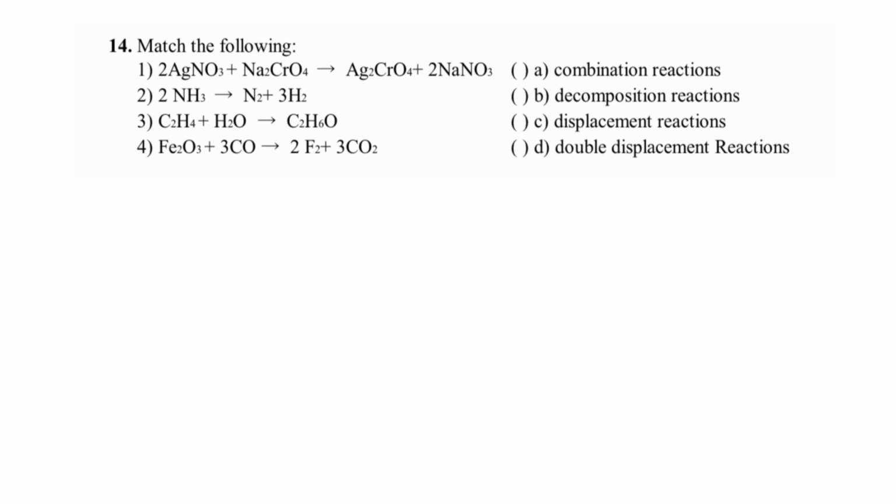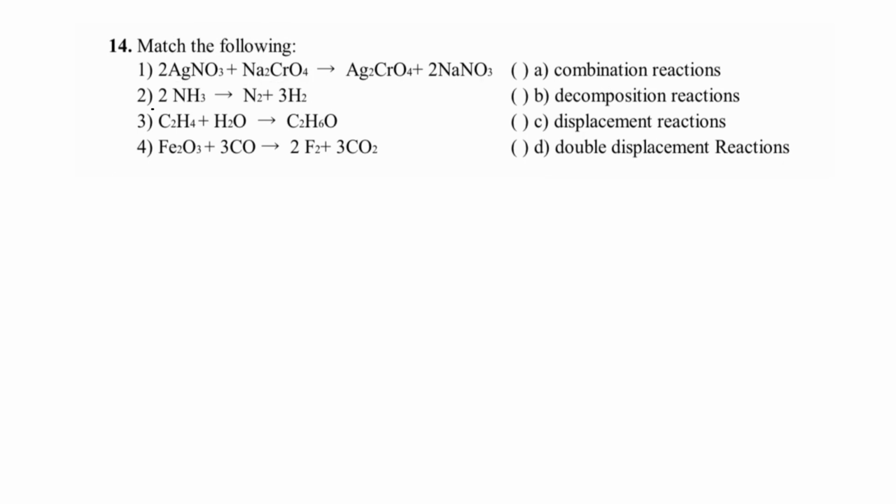Match the following question. Okay, we can check. First one, AgNO3 and Na2CrO4 give Ag2CrO4 and NaNO3. It's very easy, exchanging of partners. See, Ag is combining with CrO4 and Na is combining with NO3. Double displacement, right? Because exchanging of partners takes place.